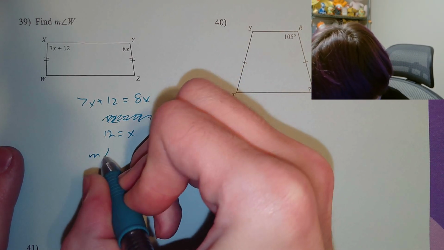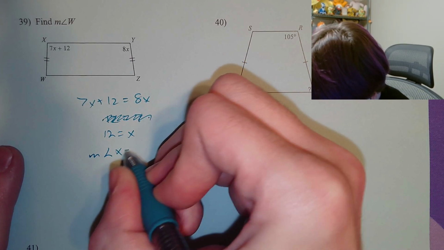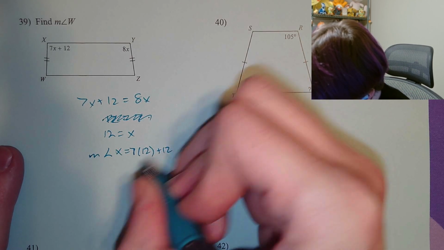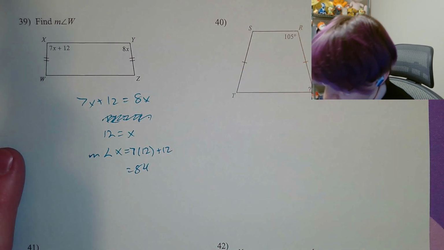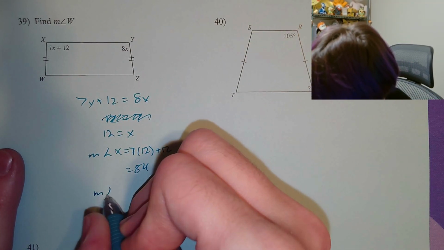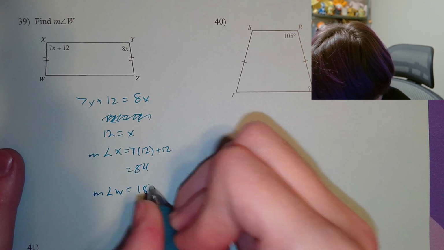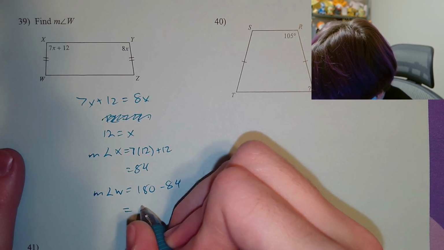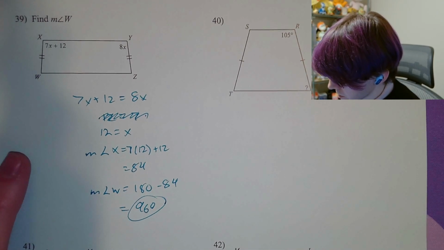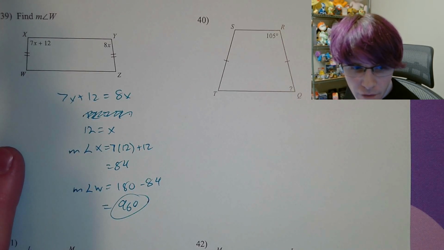The measure of angle x now is going to be 7 times 12 plus 12, or it's going to be 84. And you're asked to figure out what the measure of angle W is, and the measure of angle W is going to be 180 minus that 84. That's going to give you 96 degrees. That's a degree symbol. I apologize for my bad handwriting. Number 40 there.